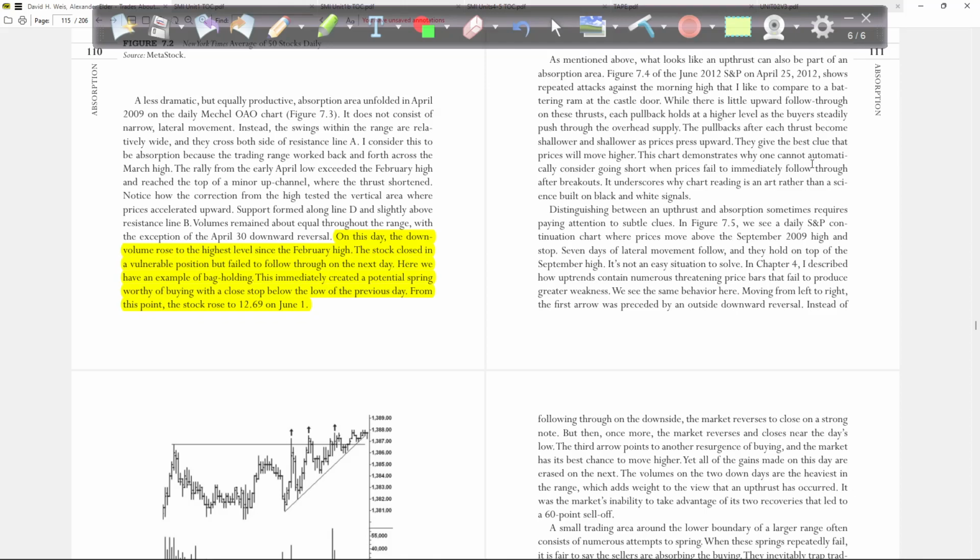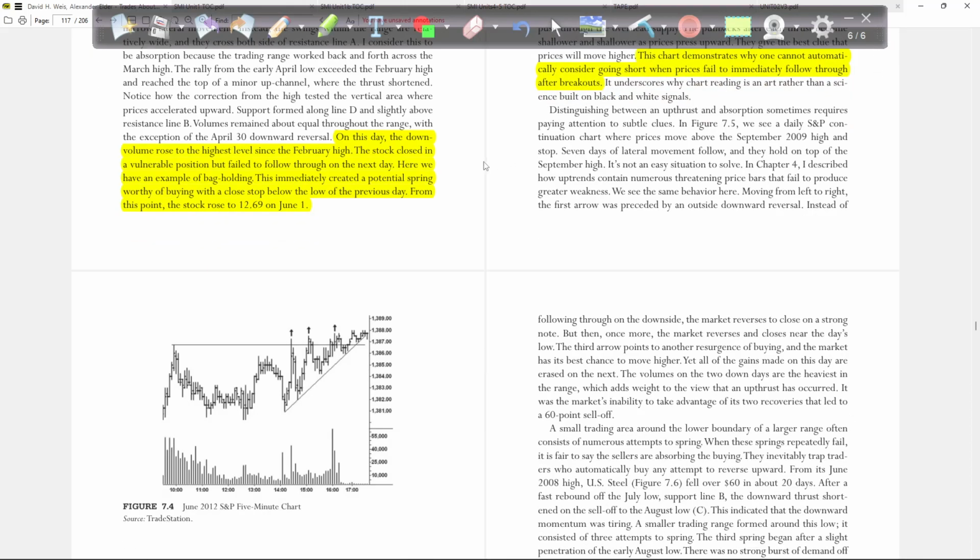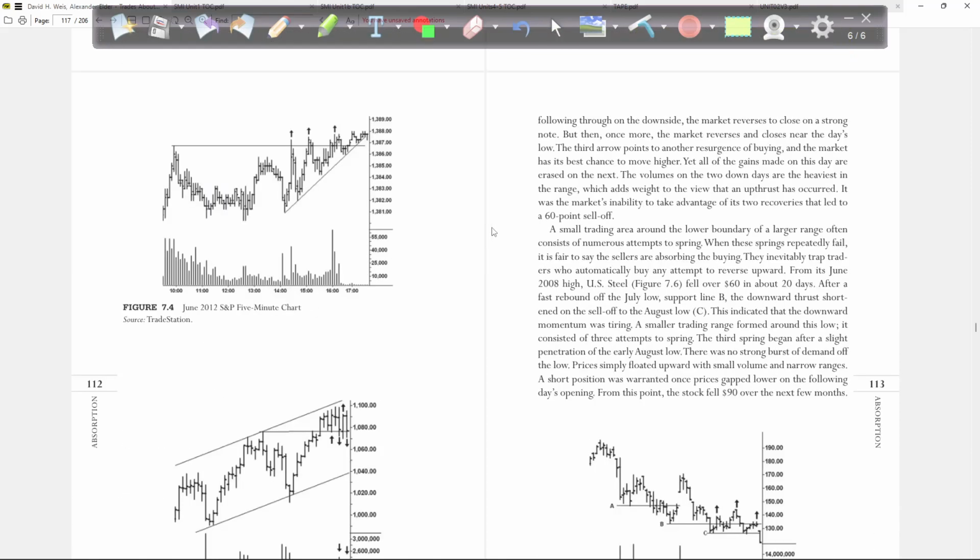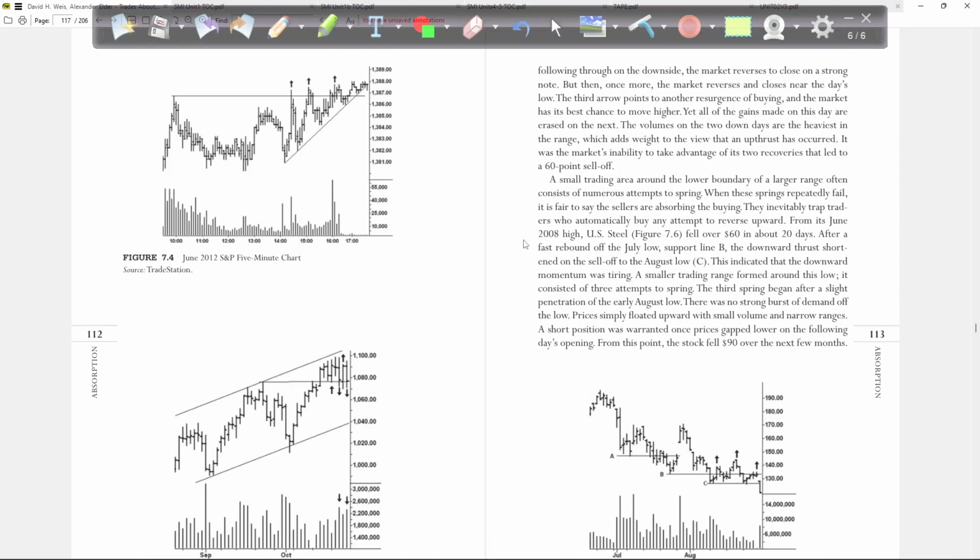This chart demonstrates why one cannot automatically consider going short when prices fail to immediately follow through after breakouts. It underscores why chart trading is an art rather than a science built on black and white signals. Distinguishing between an upthrust and absorption sometimes requires paying attention to several clues.